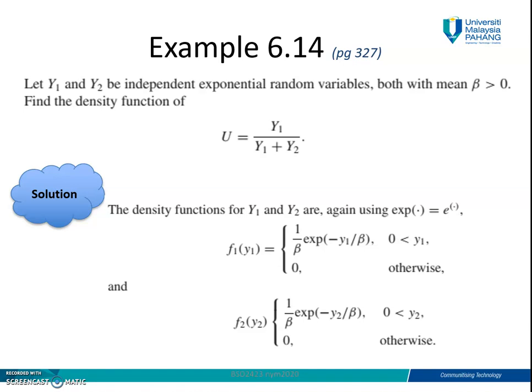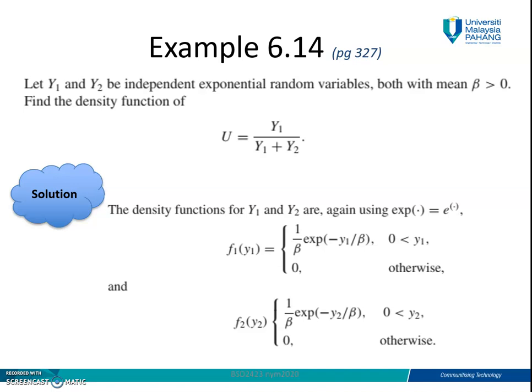Now we look at example 6.14. Let y1 and y2 be independent exponential random variables, both with mean beta greater than 0. Okay, so here you can see you have y1, y2. These are independent exponential random variables. And then the question asks you to find the density function of u equal to y1 over y2, plus u equal to y1 over y1 plus y2.